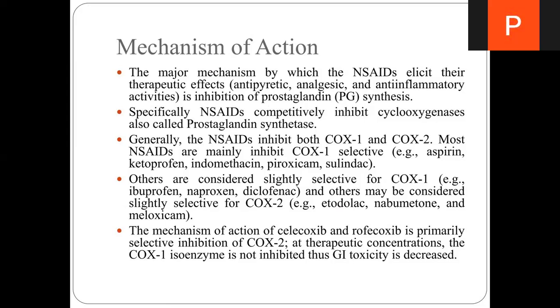Most NSAIDs mainly inhibit COX1 selectively. Examples are aspirin, ketoprofen, indomethacin, and piroxicam. Others are considered slightly selective for COX1, for example ibuprofen, naproxen, and diclofenac. Others may be considered slightly selective for COX2, for example meloxicam. The mechanism of action of celecoxib and rofecoxib is primarily selective inhibition of COX2 at therapeutic concentrations. The COX1 isoenzyme is not inhibited, thus GI toxicity is decreased.